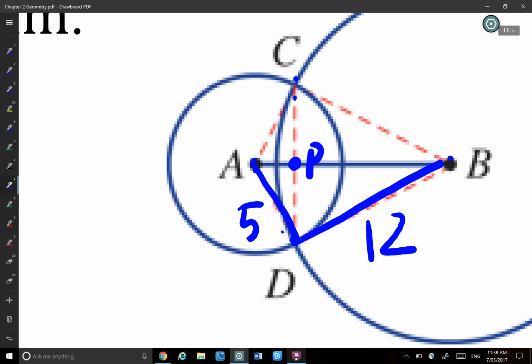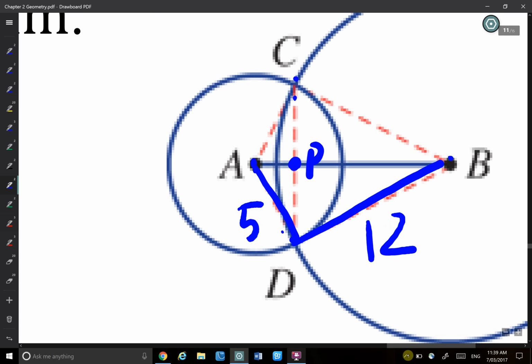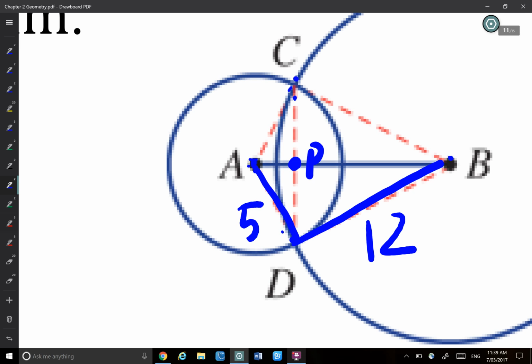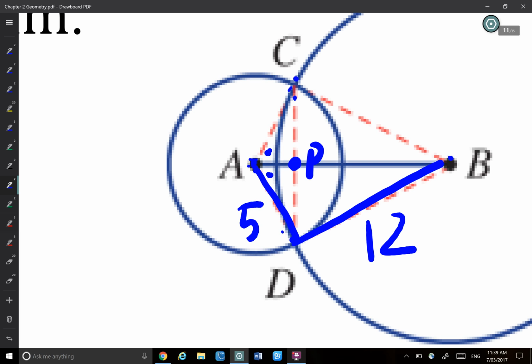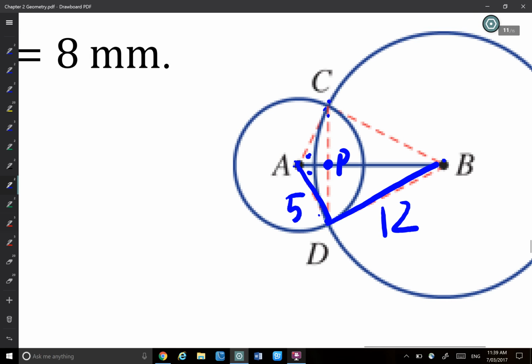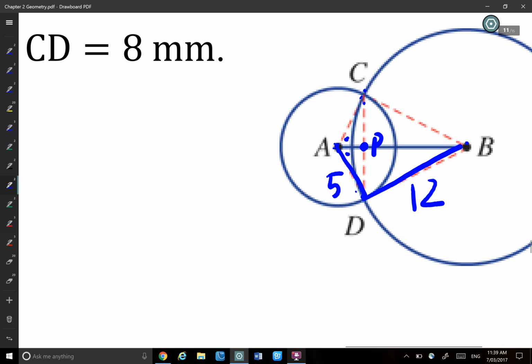But the problem is I can't. I can't find enough information to say they are congruent, because the information I know for those two triangles is AC equals AD, because that's the radius, and AP and AP are the same common length. But I don't have any other information except that. I don't know angles. I don't know CP. So maybe if I can say those two angles are equal, then I can prove they're congruent and all the things can be solved. But let's think about two triangles first, ACB and ADB.